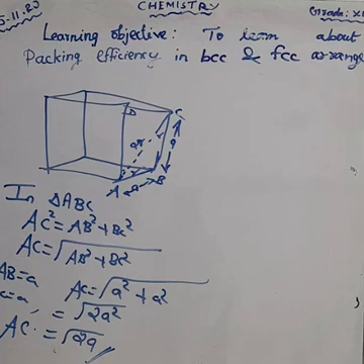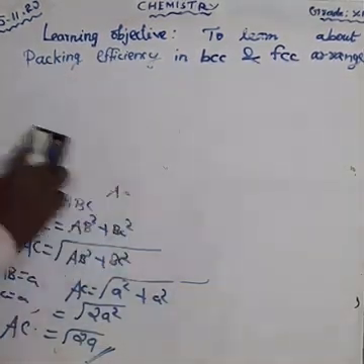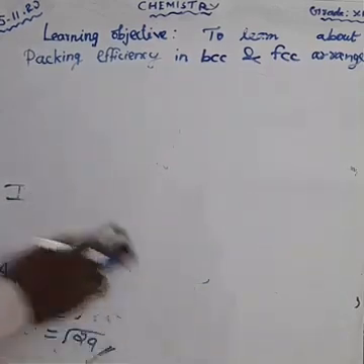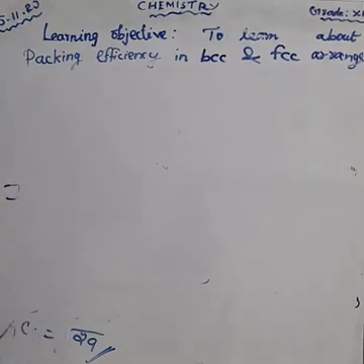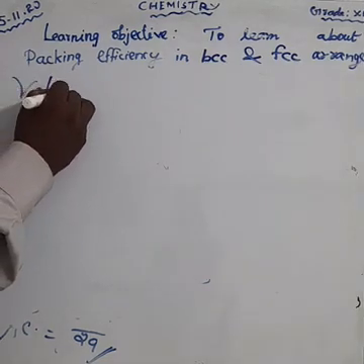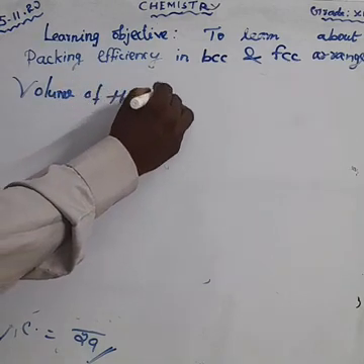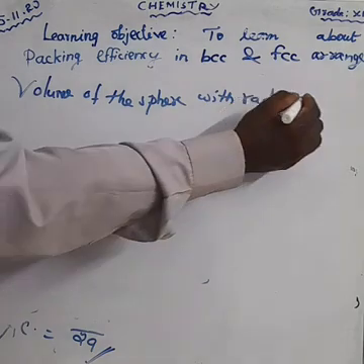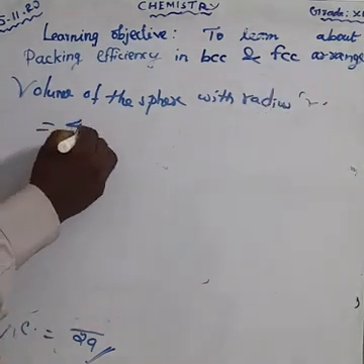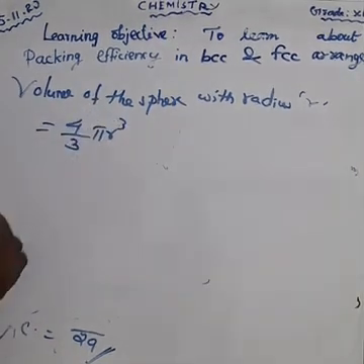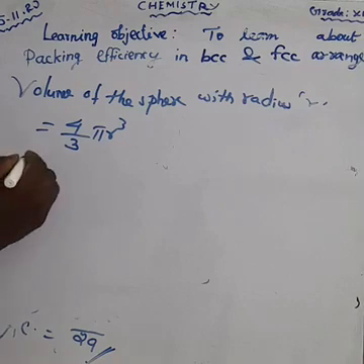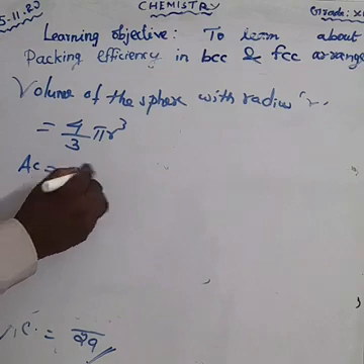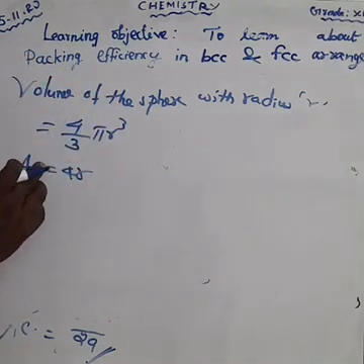Clear? Next, you should write the volume of the sphere. Okay? What is the volume of the sphere? Volume of the sphere with the radius r is equal to 4 pi r cube. Okay? Volume of the sphere with radius r, with respect to r, is equal to 4 pi r cube. I told you that the value of r, that means AC is equal to 4r.